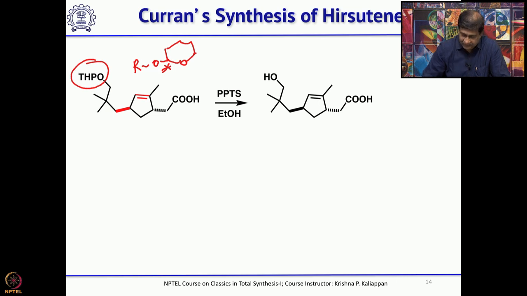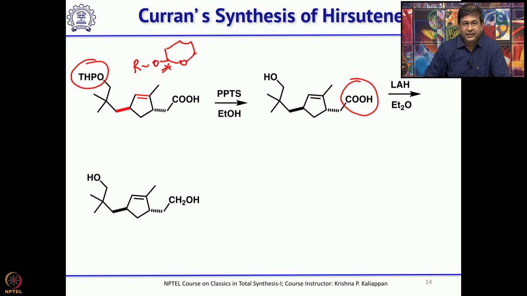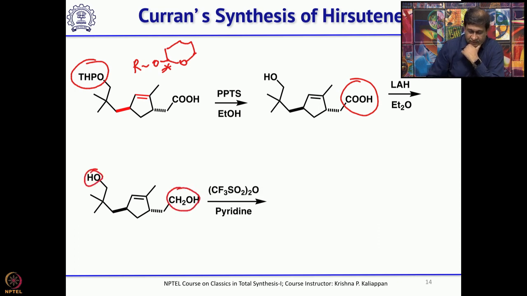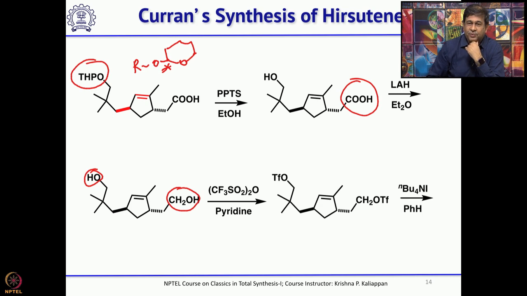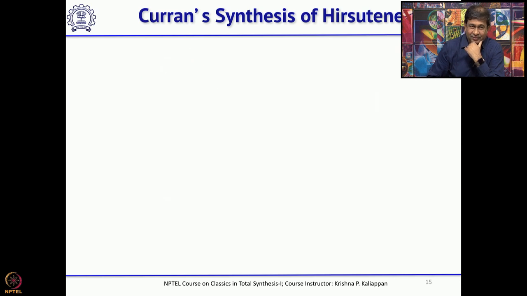Now the free carboxylic acid can be easily reduced with LAH to get another primary alcohol. So now if you look at this molecule, you have 2 primary alcohols. Both you convert into triflate and then convert that into the corresponding iodide by treating with tetrabutyl ammonium iodide.